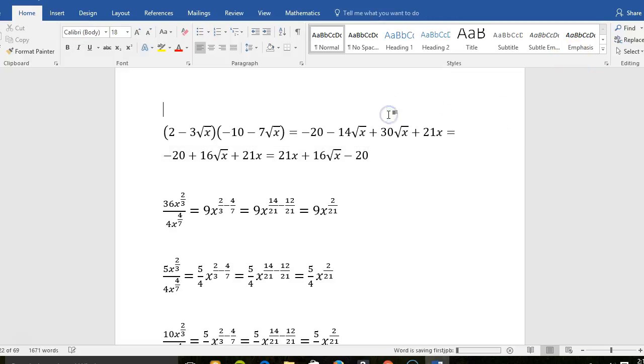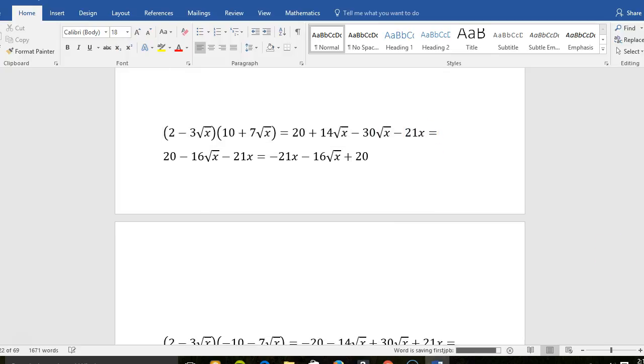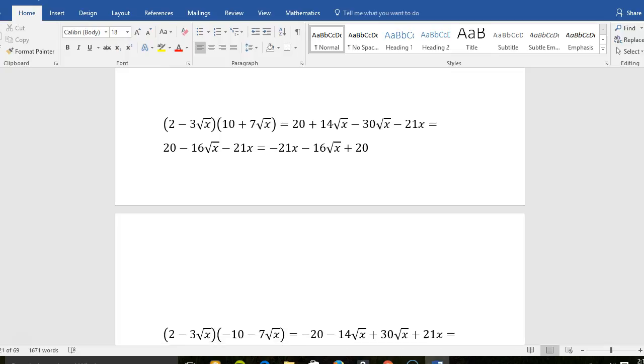Now let me scroll back up. I was correct a minute ago. I forgot to mention something. You remember when I was doing FOIL, 2 times 10 was the first, 2 times 7 radical x was the outer, negative 3 radical x times 10, that's the inner. That's the one that gave me the negative 30 radical x, the inner. And then the last was this one, the negative 3 radical x times the positive 7 radical x, and that, upon multiplying, gave me negative 21x. So that's my inner and my last. I wanted to just bring that home, so to speak.